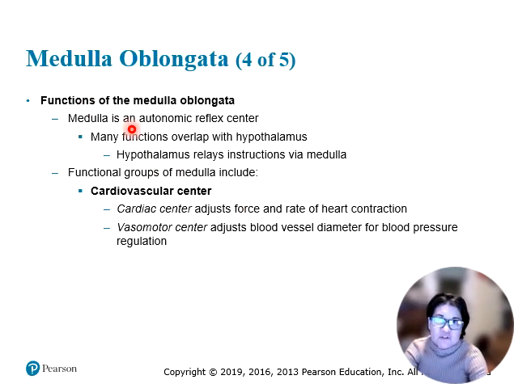Okay, functions of the medulla oblongata. This is the autonomic reflex center. One of the main functions of the medulla oblongata is to control your heart, so force and rate of heart contraction. It also determines your blood vessel diameter and helps with blood pressure too.